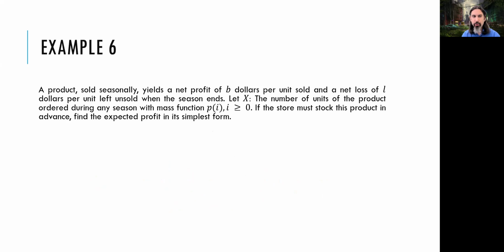A product sold seasonally yields a net profit of $B per unit sold and a net loss of L per unit left unsold when the season ends. So I have a stock, I have a demand. I'm just trying to find out how much I will sell. But here, you can take a look at this one. A net profit of $B per unit sold. So as long as I sell something, I get $B, okay? And a net loss of L per unit left unsold. If I don't sell it, it stays in my inventory, so this is an inventory cost with a value of L. Okay, let X be the number of units of the product ordered during any season. This is the demand, okay?